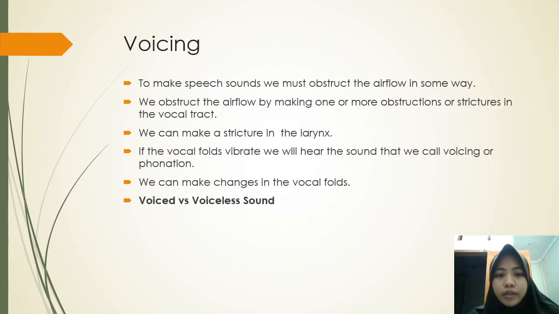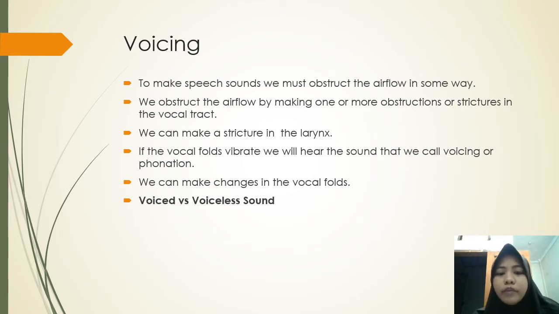Let's talk about voicing, okay? To make speech sounds, we must obstruct the airflow in some way. So, untuk menghasilkan bunyi, kita perlu untuk menghambat aliran udara dalam beberapa cara. Okay? If you don't make the obstruction, you don't produce any voice. So we need to make obstruction in some ways.